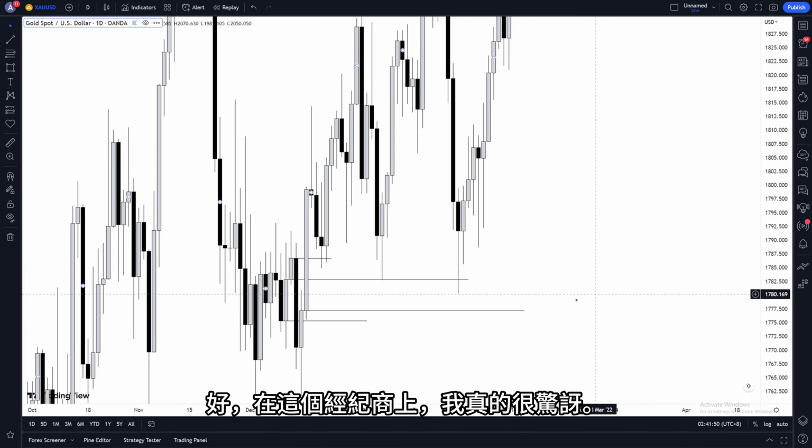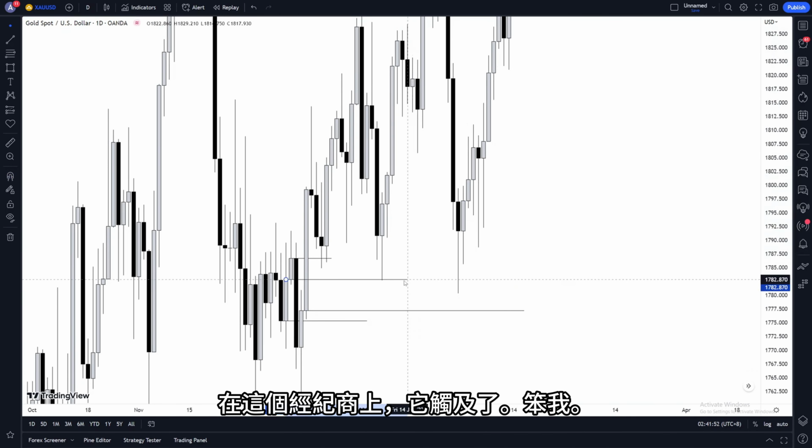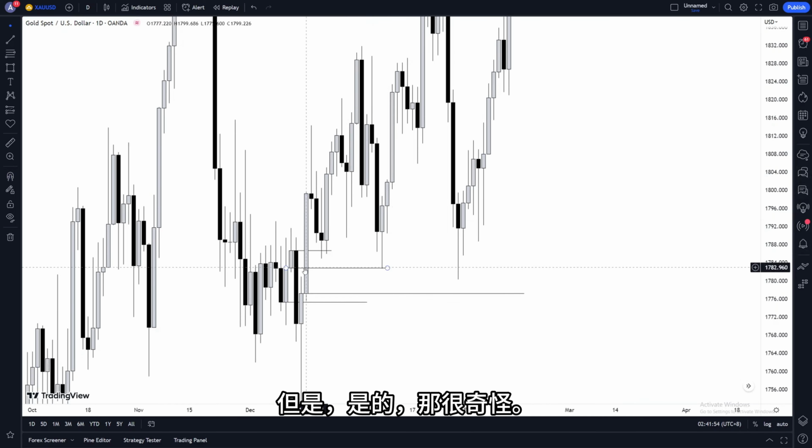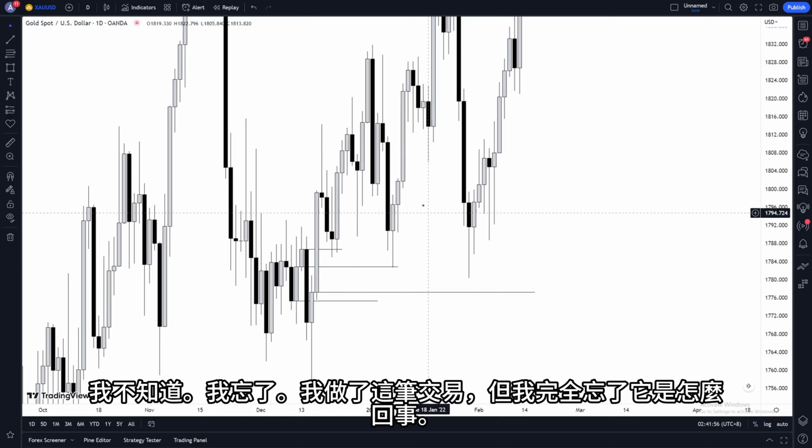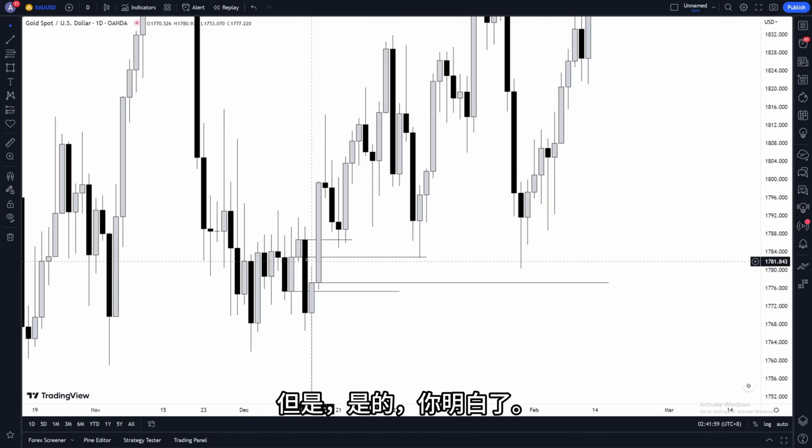Oh wow, okay, on this broker, I'm actually surprised. On this broker, it touched. Silly me. I forgot, I took this trade, but I just completely forgot how it went. But yeah, you get the point.